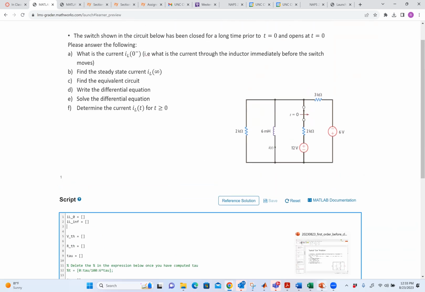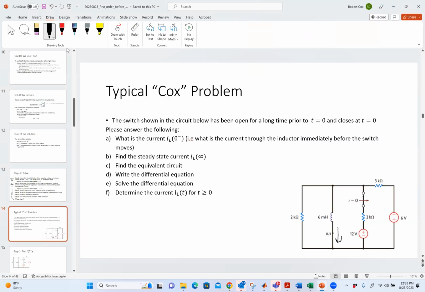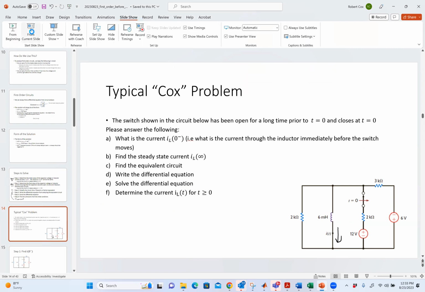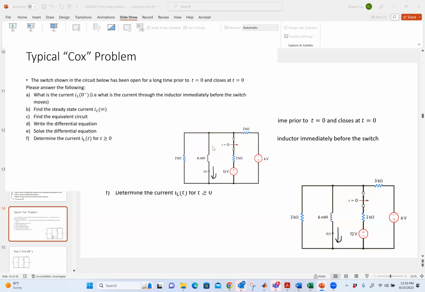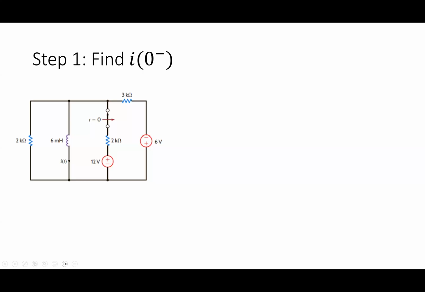So the first thing I want to do is, let's go to full screen so we don't hear my emails chiming and stuff. Okay. So here's our circuit. And I'm going to skip ahead to the next slide here. My first step is I want to figure out what's the current at 0 minus. And 0 minus is basically the moment right before the switches do whatever the switches do. And I'm assuming everything's in steady state.